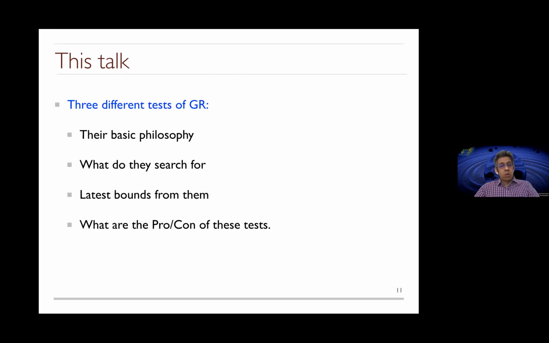So in this talk, I will talk about three types of tests of GR, and only that, because I don't want it to be an overview. I wanted to focus on these tests, their basic philosophy, what they search for, and what the latest bound from them is. And also, what are the pros and cons? What are the advantages? What are the criticisms of this method? Because all of them come with their own assumptions, and they could be questioned in various contexts. It's good to understand them critically so that we know where these different tests stand.